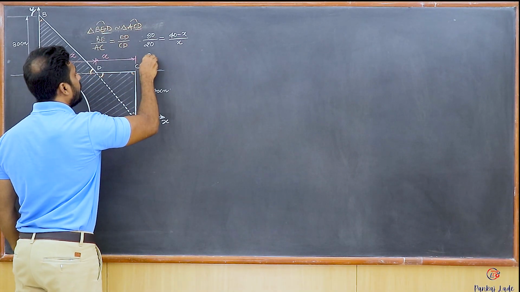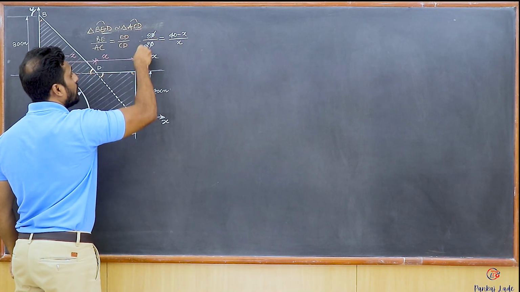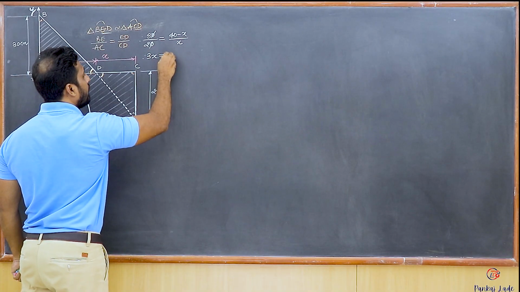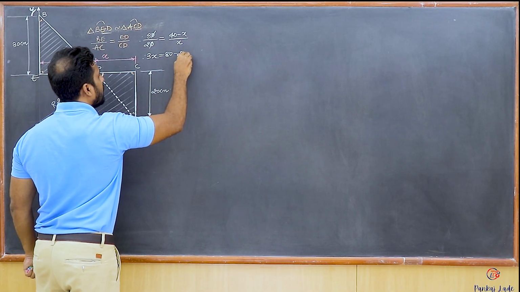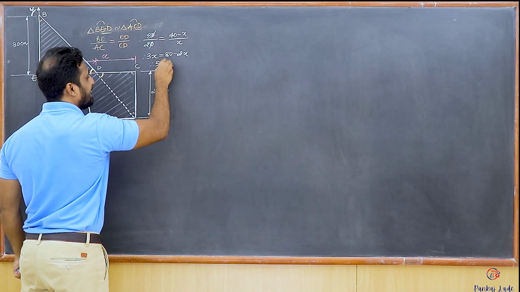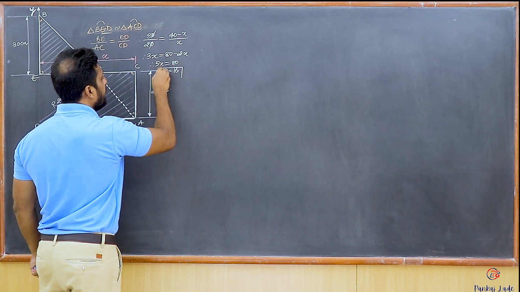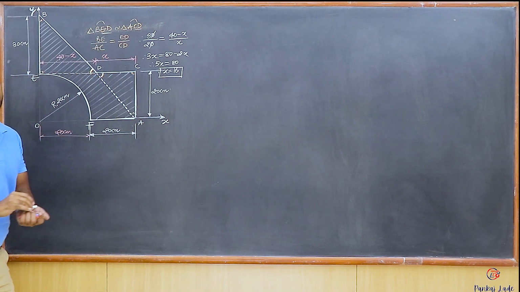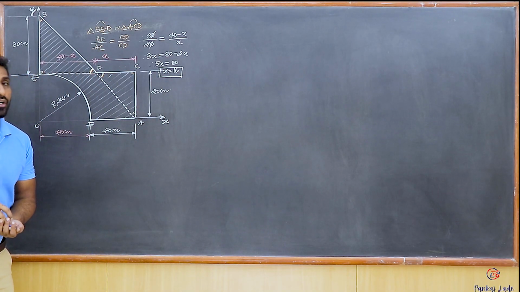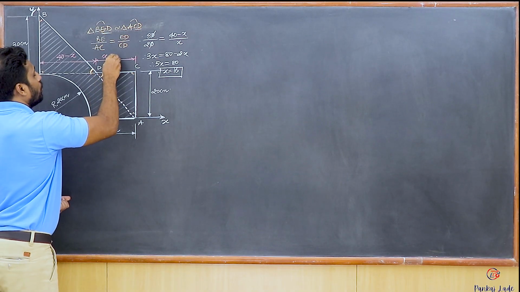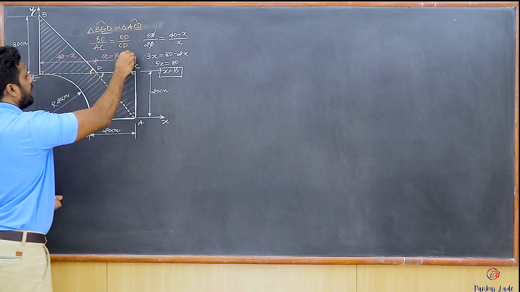So you get 3x, isn't it? 0 and 0 is cancelled. 3x is equal to 2 into 40, that's 80, minus 2x. That means you get 5x is equal to 80. So you've got x as 16. So did you observe that the length of CD is not 20 centimeters? It is coming 16 centimeters. So this is 16 centimeters.